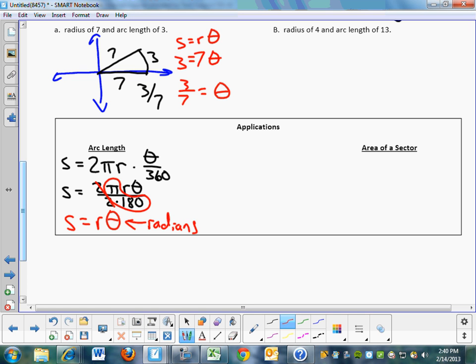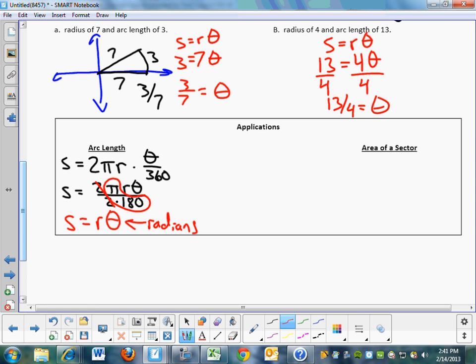How about radius of 4 and arc length of 13? S equals r theta. So we have S is 13, r is 4, theta. How do I solve for theta? 13 fourths is equal to theta. Cool. Like that? We're going to derive a lot of formulas in trigonometry. That's part of the fun.